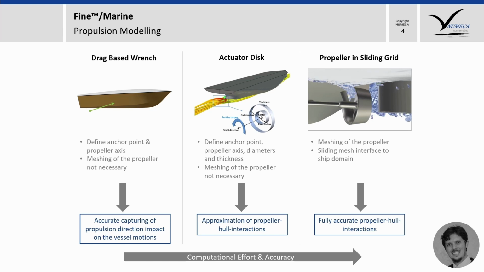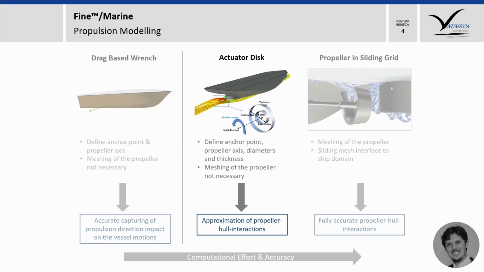Then we have the actuator disk, which is a big jump in accuracy compared to the drag-based model, and we start getting very useful information on the propeller hull interactions, and as I mentioned before, the additional computational effort is minor. And finally, on the right side, we have the unsteady simulation of a propeller sitting on a sliding grid, where we're going to get the full propeller hull interaction. In this case, it will require an additional domain with the presence of the propeller, and the computational effort will be much larger. In this life hack, we will only concentrate on the actuator disk.